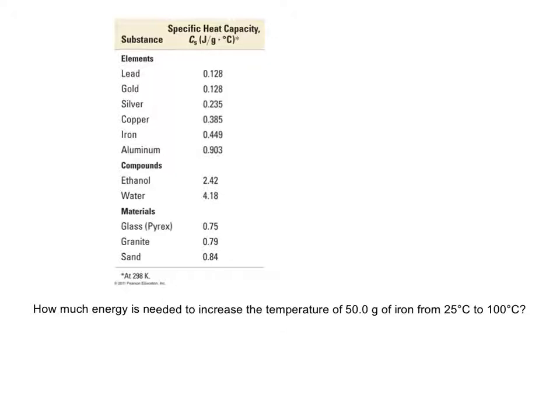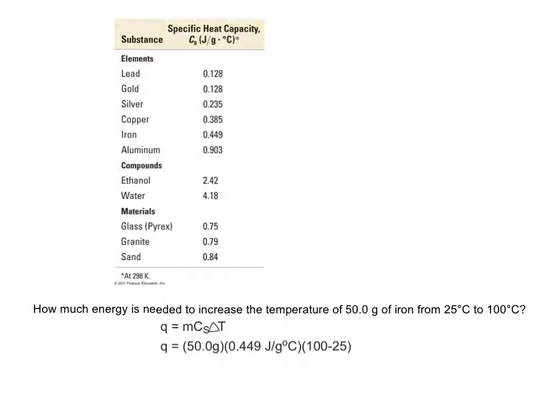So the equation we need is Q equals M times C sub S times delta T. M is going to be our mass, which is 50.0 grams, times C sub S, which is our specific heat, which we can get from the table above. Since this is iron, we're going to use 0.449, and the units on that are joules per gram degree Celsius. This is important because you want your units to always cancel out.